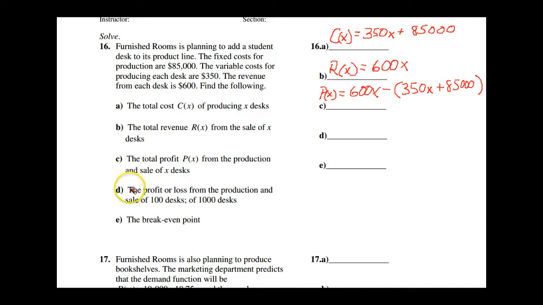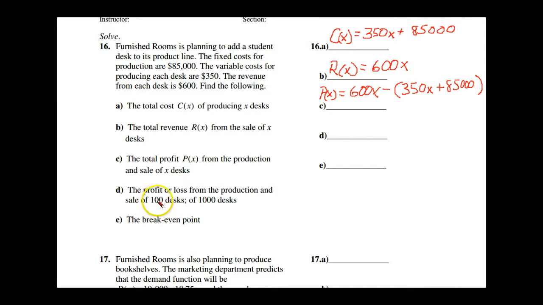Okay, the total profit, profit of X, is equal to revenue minus this one. And I could take away the parentheses also, but both of these become negative. Alright, so for letter D, the profit or loss from the production of 1,000 desks. So we put 1,000 there, 1,000 there, and do the math, and it looks like for that many, it's actually going to be a loss here.